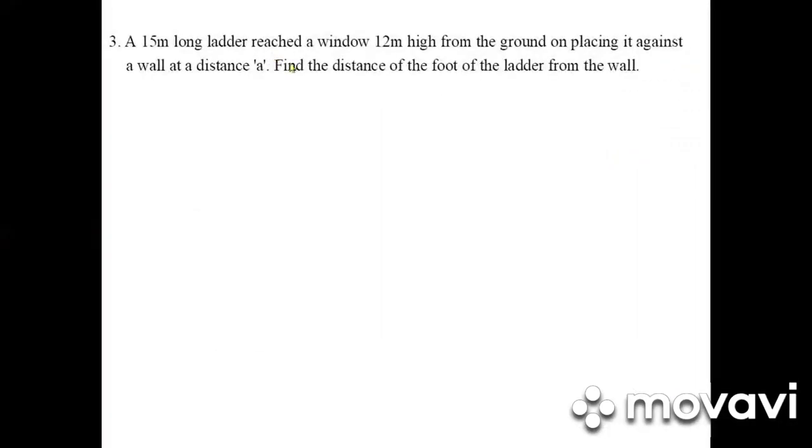Question number 3. A 15 meter long ladder, here AB is a ladder whose length is 15 meter. It reaches a window which is 12 meter from the ground. On placing it against a wall, find the distance of the wall from the foot of the ladder. Here the question is asking to find the distance from B to C.